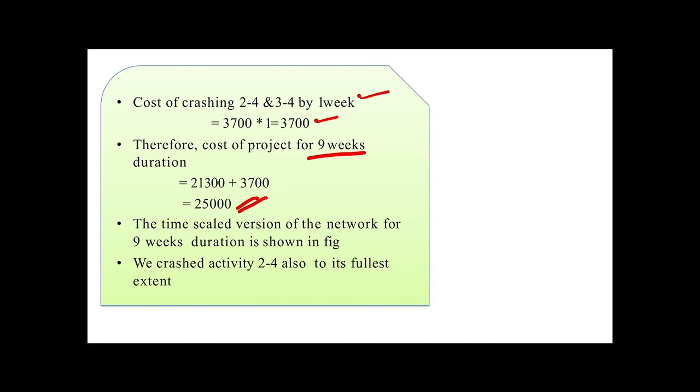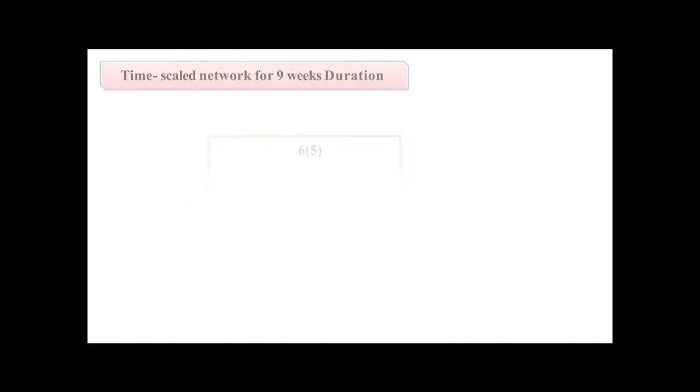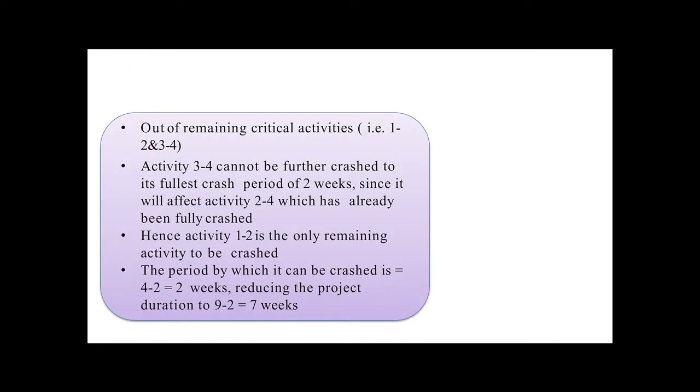So the duration is 9 weeks and we crashed activity 2-4 to its fullest. Now we can't crash activity 2-4 further. So what is the next step? Out of the remaining critical activities, 1-2 and 3-4, activity 3-4 cannot be further crashed, since it will affect 2-4. We cannot crash it because these are parallel activities.